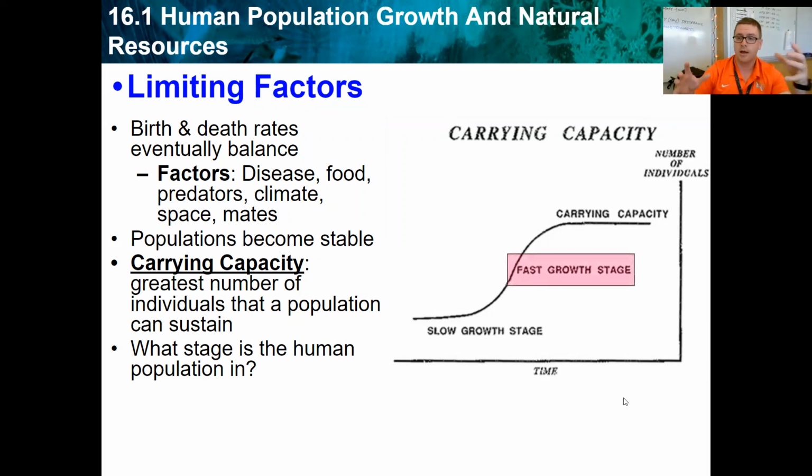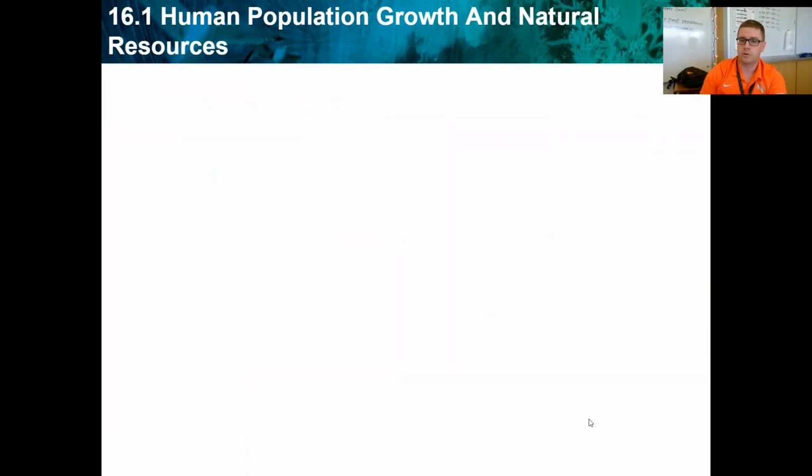We've reached the fast growing stage, and we've been in it for a long period of time. A little more than 300 years, we as a species have been in that fast growth stage. We have just shy of 8 billion people on the planet right now, and scientists are suggesting that our carrying capacity might be somewhere around 10, 11, or 12 billion people. So we haven't quite reached our carrying capacity yet, but we are encroaching upon it.